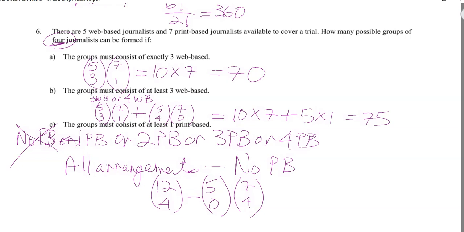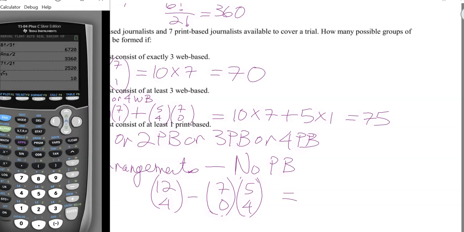For no print-based, we have 7 choose 0, and 5 choose 4, which would be all web-based. So at least one print-based is 1 or 2 or 3 or 4. What it isn't is no print-based. So 12 choose 4, let's work these out individually. 12 choose 4 is 495.